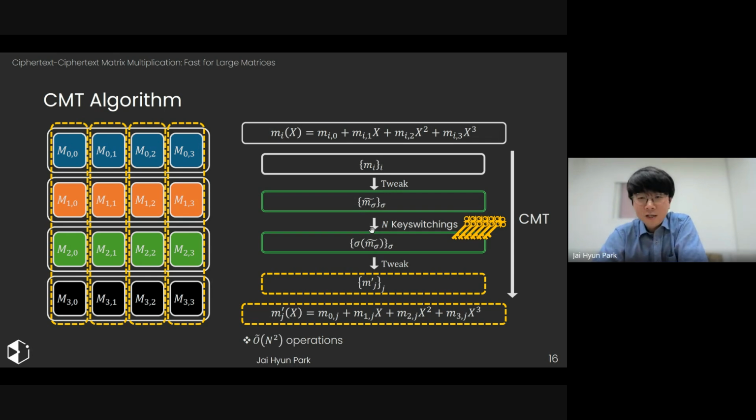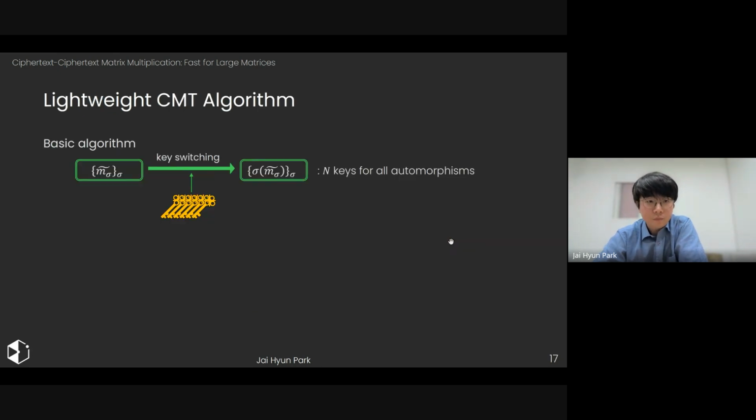So to address that issue, we also suggest a lightweight version of our CMT algorithm. As I introduced, in our basic algorithm, we do n key switchings, but we also need n different key switching keys. So this is not good. n here is like 2^13 or 2^12, so thousands of automorphism keys, which was not desirable.